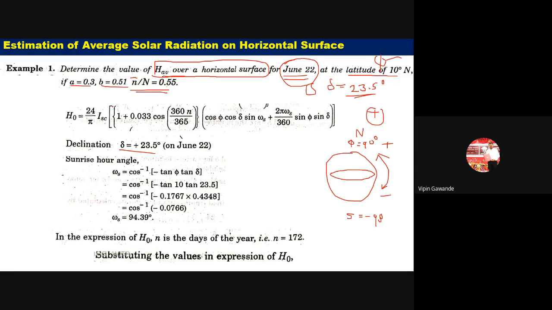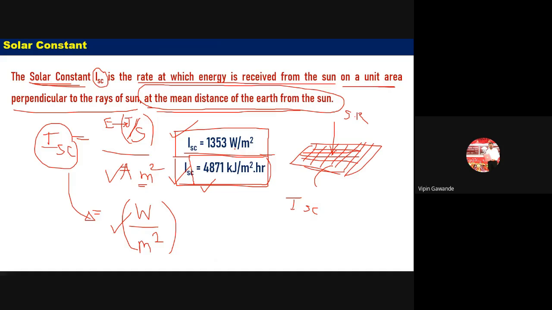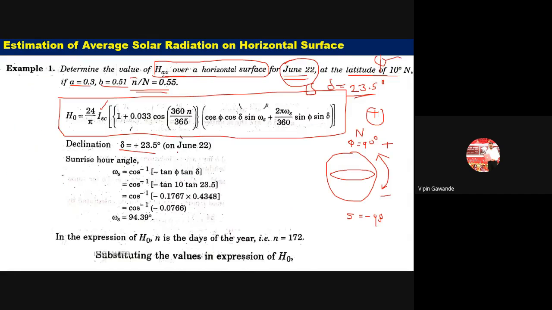Here we have to calculate. This is the formula we will take from the data book. H0 is equal to 24 over pi times ISC. The ISC value is not mentioned here, so we have to consider it. We can take it as 1353 watt per meter square. This value may or may not be given in the problem, so you have to remember this value, 1353. So ISC is equal to 1353.